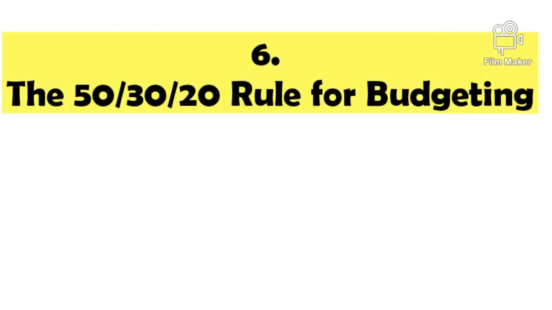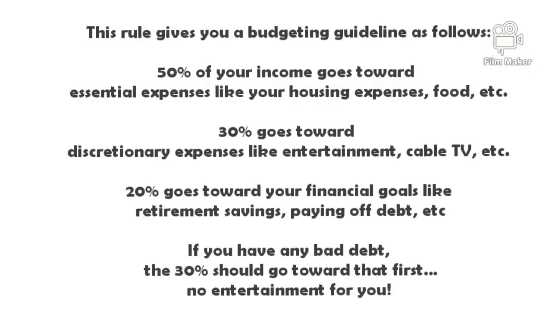Number 6. The 50-30-20 rule for budgeting. This rule gives you a budgeting guideline as follows. 50% of your income goes towards essential expenses like your housing, food, etc. And 30% goes towards your other expenses like entertainment, cable TV, etc. And the 20% goes towards your financial goals like retirement savings, paying off debt, etc. But if you have any bad debt, the 30% should go towards that first. Sorry guys, no entertainment for you.